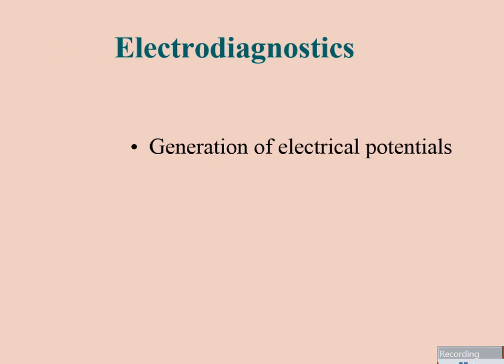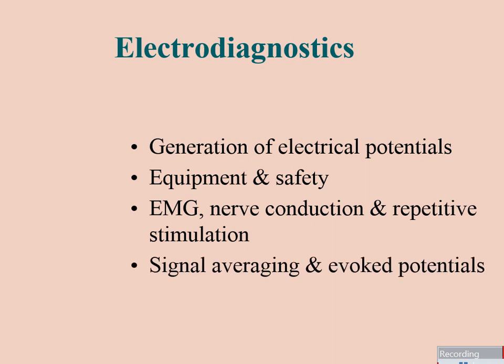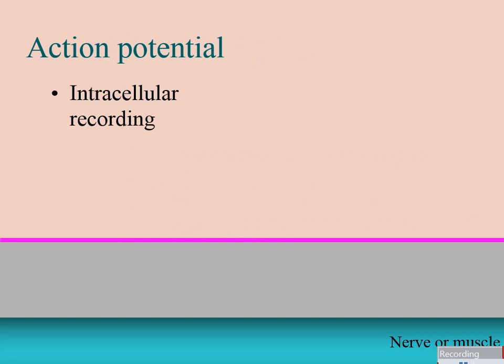So what we're going to do here today is first look at where these electrical potentials come from that we record, talk a little bit about the equipment, how it's set up, and some of the safety issues, and then talk about peripheral nerve and signal averaging evoked potentials, EEG, and if we have time, talk about where we apply these.